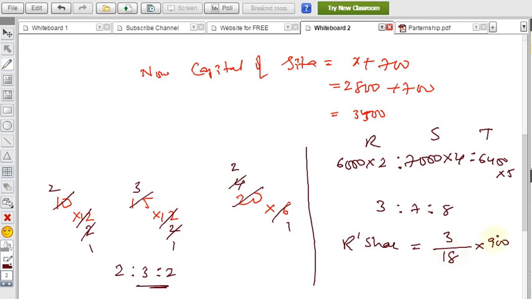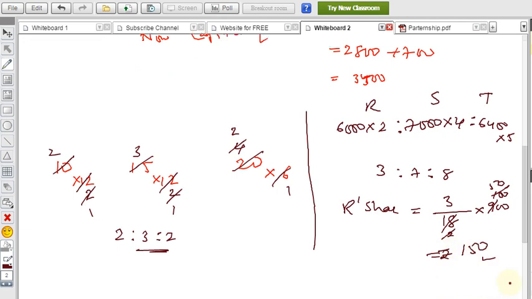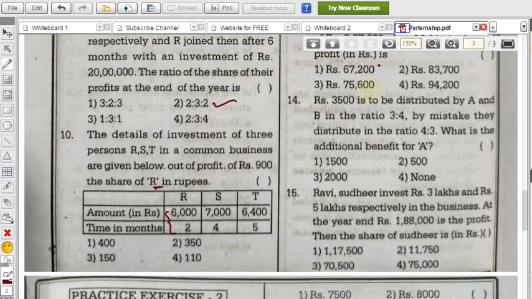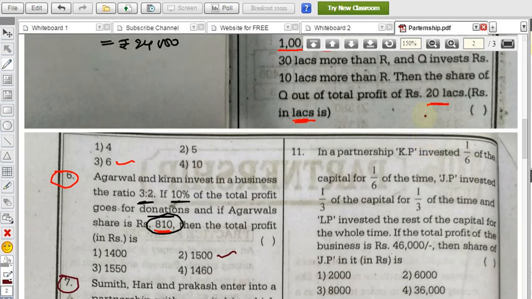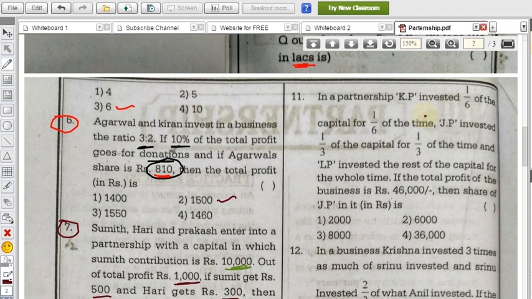Okay, 900 is 18 times 50. 3 into 50 is 150. So R's share is rupees 150. So this is also compound partnership when the time period is different. Most of the questions will come in this way only, all the problems which are related to the partnership. There's not much change. Let us see a few more sums.